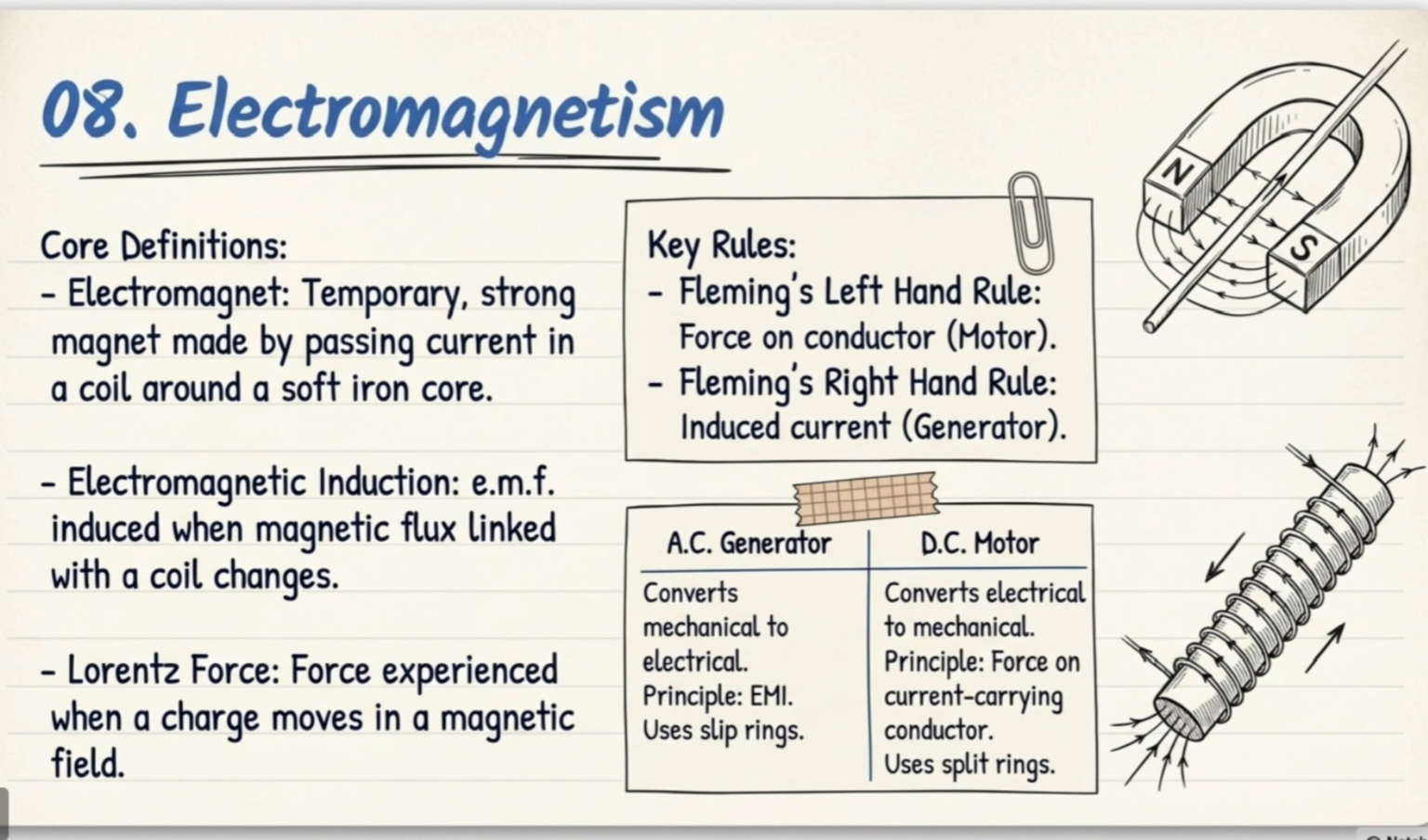Number 8. Electromagnetism. Electromagnetism studies the relationship between electric current and magnetic fields. Two very important rules help us determine directions. Fleming's left-hand rule, used for electric motors. Fleming's right-hand rule, used for electric generators. Transformers are devices used to increase or decrease voltage. Step-up transformer increases voltage, step-down transformer decreases voltage.